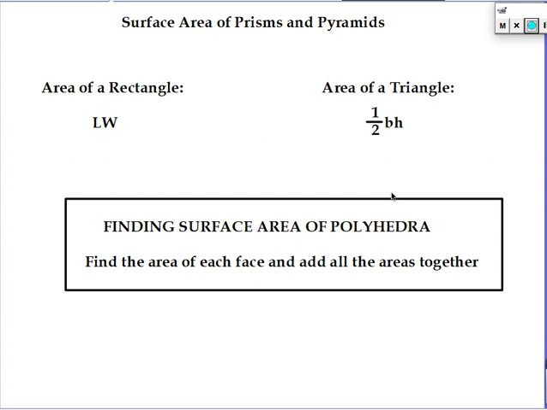This video is going to be on finding the surface area of all prisms and pyramids. So really, that's the surface area of anything that we would consider a polyhedron or polyhedra. Okay, so that just means you're going to have no curves in any of these figures. So it's all straight lines. Okay?